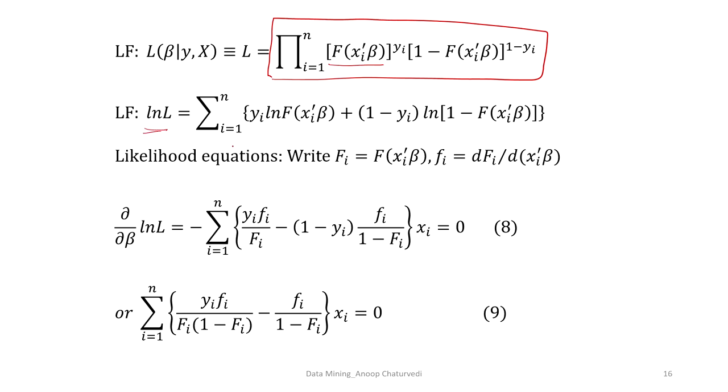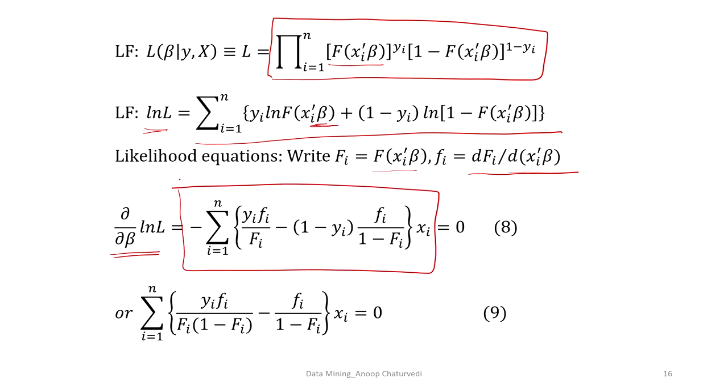And then log of likelihood function can be written in this form, and then you have to estimate beta which maximizes this log likelihood function. So, suppose capital Fi is F(xi transpose beta) and small fi is the differential coefficient of capital F, then we differentiate the log likelihood log L with respect to beta and you obtain this differential coefficient. Just by differentiating the log likelihood, you get this expression and then you write it equal to 0, or you get this relation.